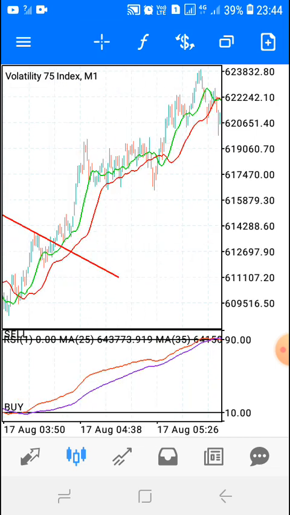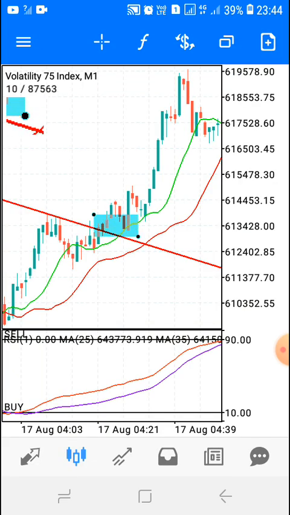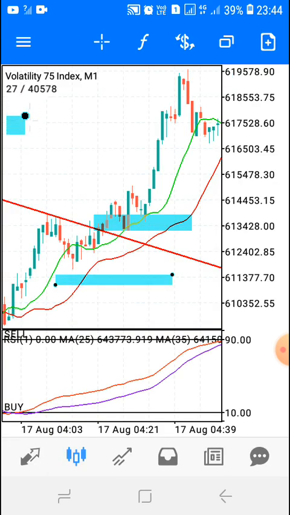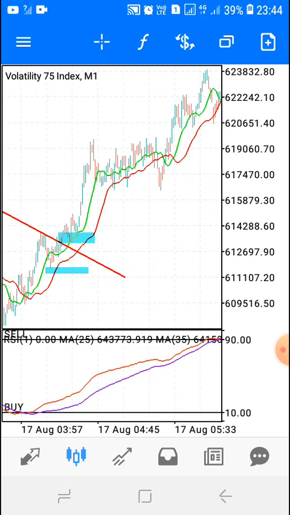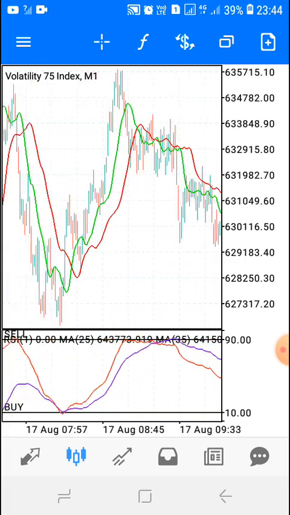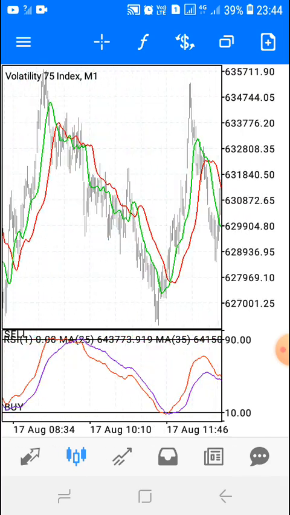For example, let me just zoom in. This would have been your entry over here, okay? And your stop loss should have been over here, right? That is where your stop loss should have been. And look at that, what happened? The market went up, up, up, up, up. It went up. Let me just zoom out to see if the moving averages doesn't move.